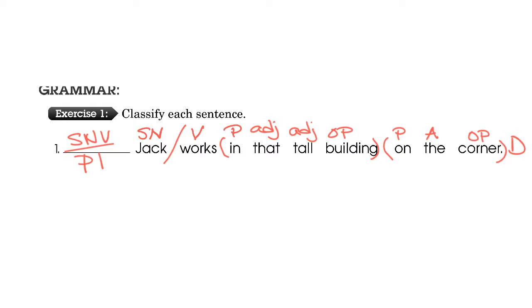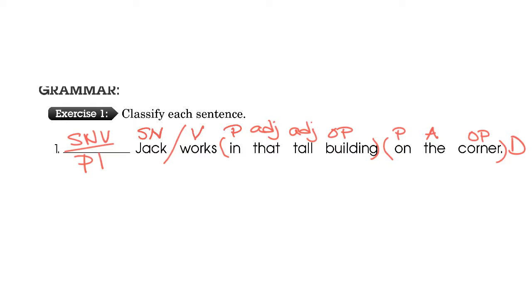What kind of building? Tall. Adjective. Which building? That building. Adjective. On. Preposition. On what? Corner. Object of the preposition. The. Article. Adjective. Subject, noun, verb.